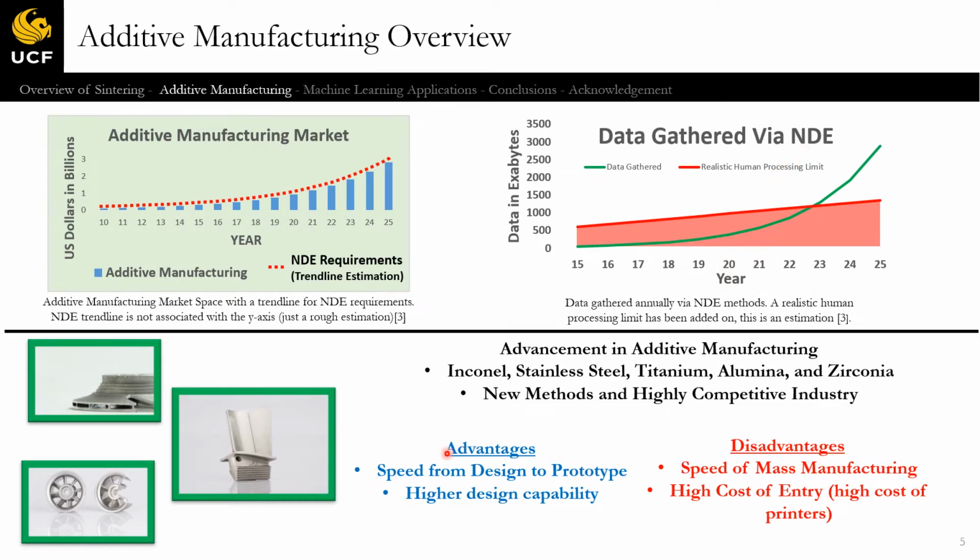Some of the advantages of using additive manufacturing with some of these materials is that it is faster to get a prototype out. And also, in some cases, there is a higher design capability. In some cases, there isn't. One of the disadvantages, though, or two of the disadvantages for using metallic or ceramic additive manufacturing methods would be the speed of mass manufacturing is just not there. And also, there is a high cost of entry.